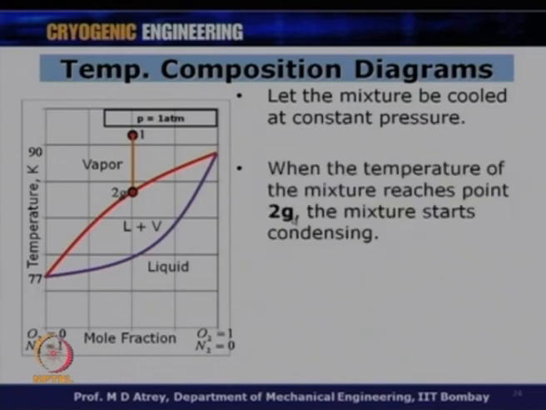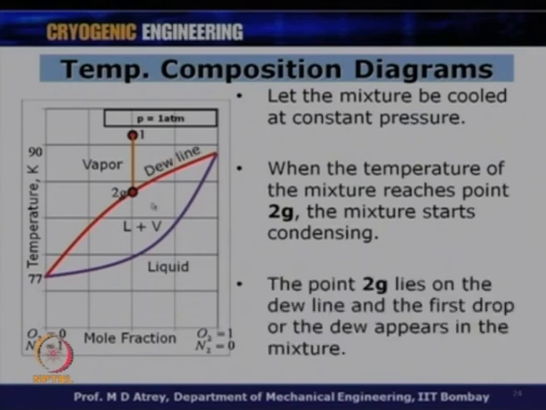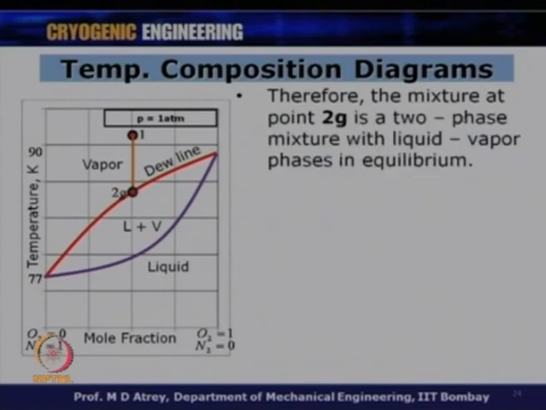When the temperature of the mixture reaches point 2G, which is this, the mixture starts condensing. So, point 2G now lies on the dew line and the first drop of dew appears in the mixture. This is what I just said, and therefore, this is called the dew line. Therefore, the mixture at 2G is a two phase mixture with liquid and vapor in equilibrium. The moment you decrease the temperature from 1 to 2G, what you have is a two phase mixture.